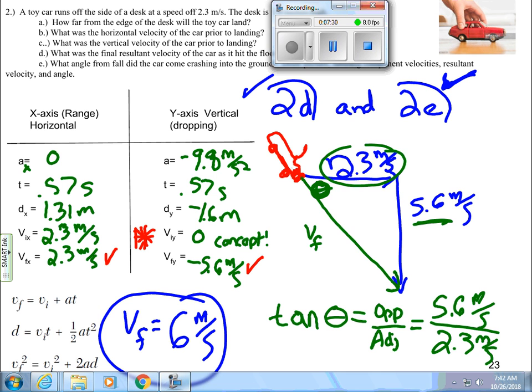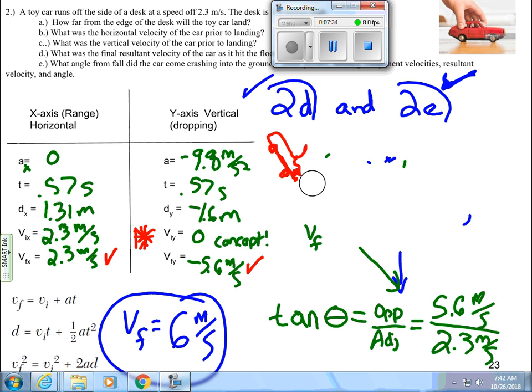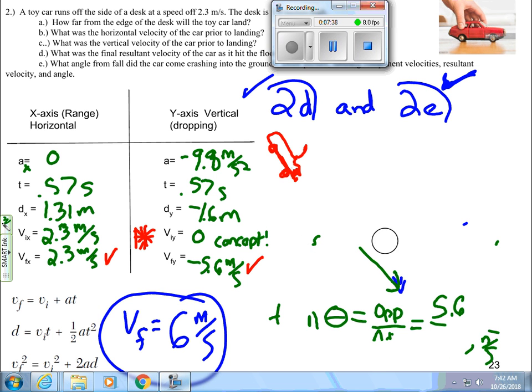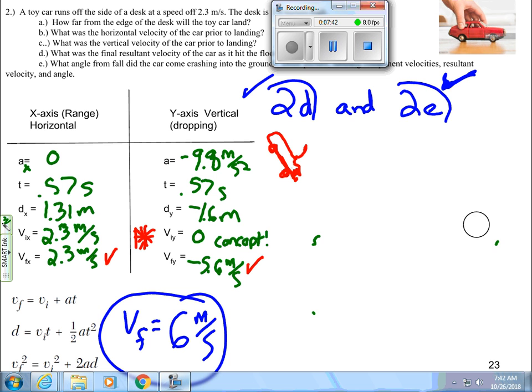I didn't need room, so I've got to erase. Seriously, this is taking too long. I'm sorry, guys.